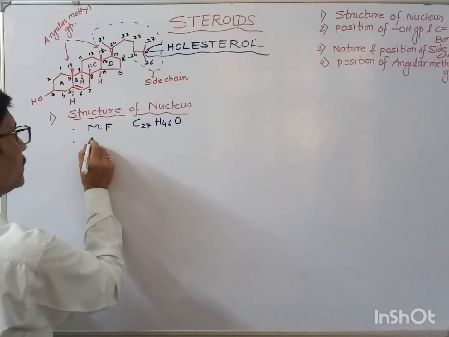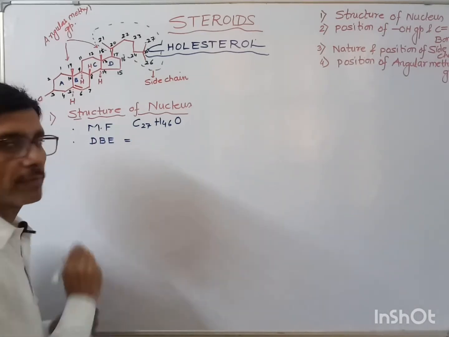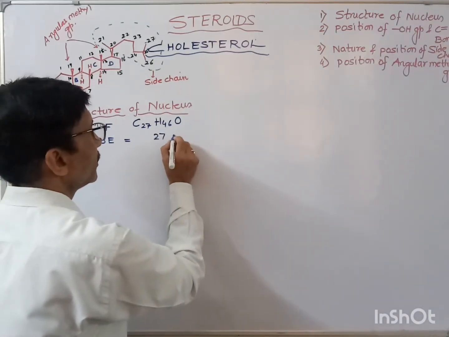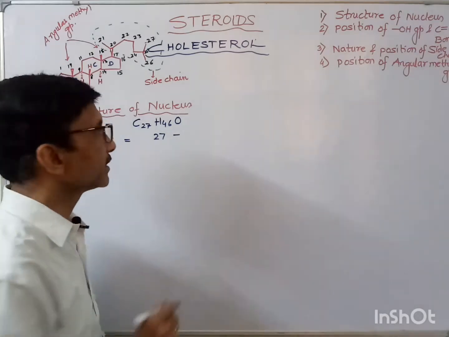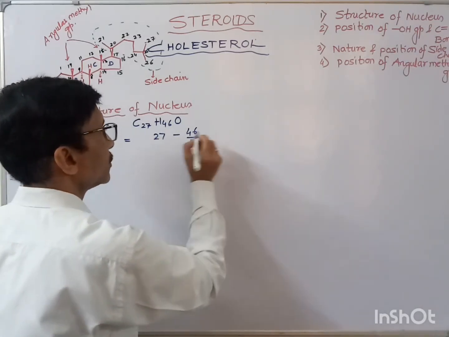Now the next thing, the double bond equivalent. If we find the double bond equivalent, then the number of carbon atoms is 27, minus the number of monovalent atoms, that is 46, divided by 2.